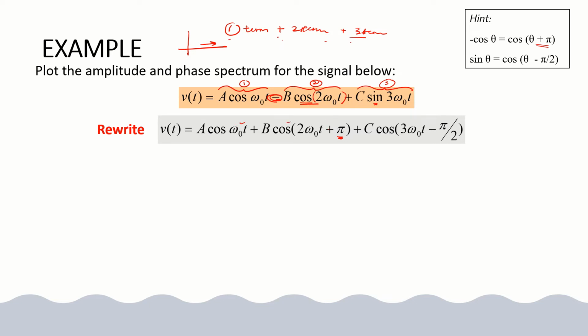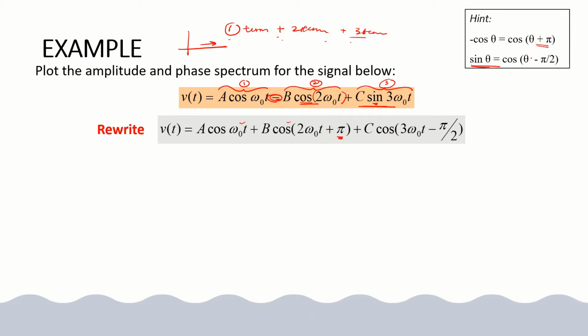However, the third term is not in a cos form. Inside this equation there is a combination of cos and sine. To represent this particular signal, you have to change all the terms to be uniform. If it is sine, you change everything into sine. If it is cos, you change everything into cos. Since we already have two cos here, the shortest way is to convert the third term into cos. How? You use this hint.